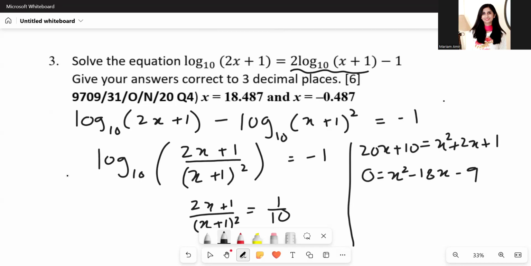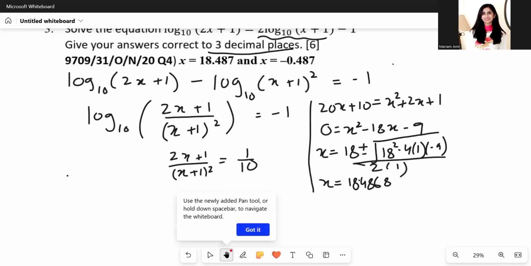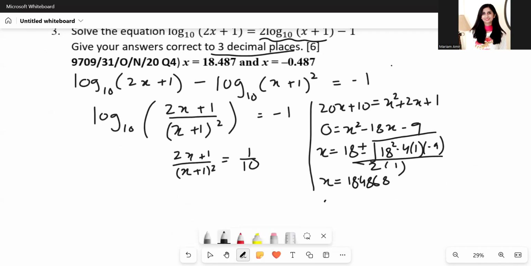We'll need to apply the quadratic formula. x equals minus b plus or minus the square root of b squared minus 4ac, upon 2a. Substitute this in the calculator. You would get 18.4868. It needs to be rounded to 3 decimal places. Make sure you follow the rounding instructions very carefully.